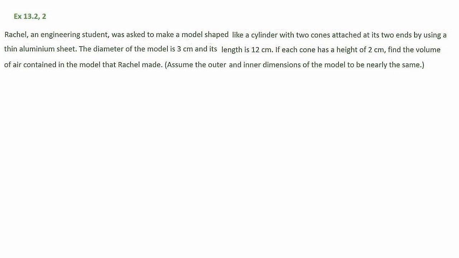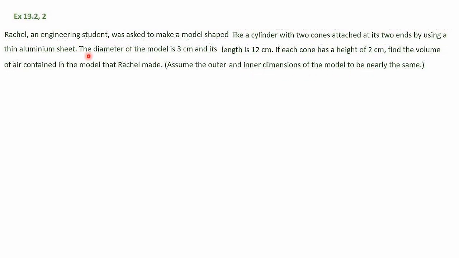Let's go through the question again. Rachel, an engineering student, was asked to make a model shaped like a cylinder with two cones attached at its two ends. Means here there is a cylinder and two cones are attached at both its ends. That is the shape. And it is made up of aluminum sheet. And here it is mentioned that the outer and inner dimensions of the model are assumed to be nearly the same. Means the thickness is negligible.